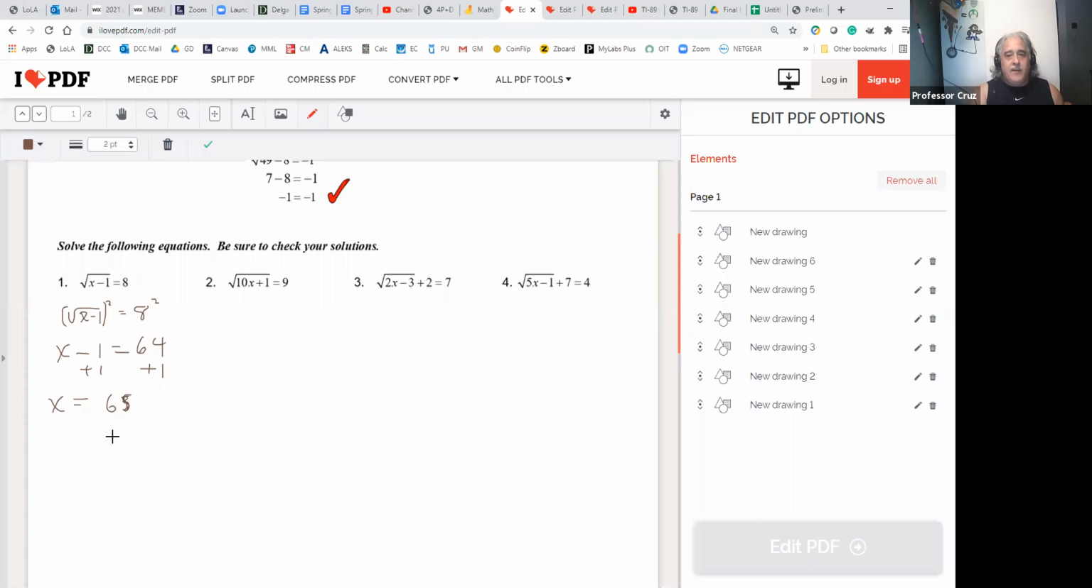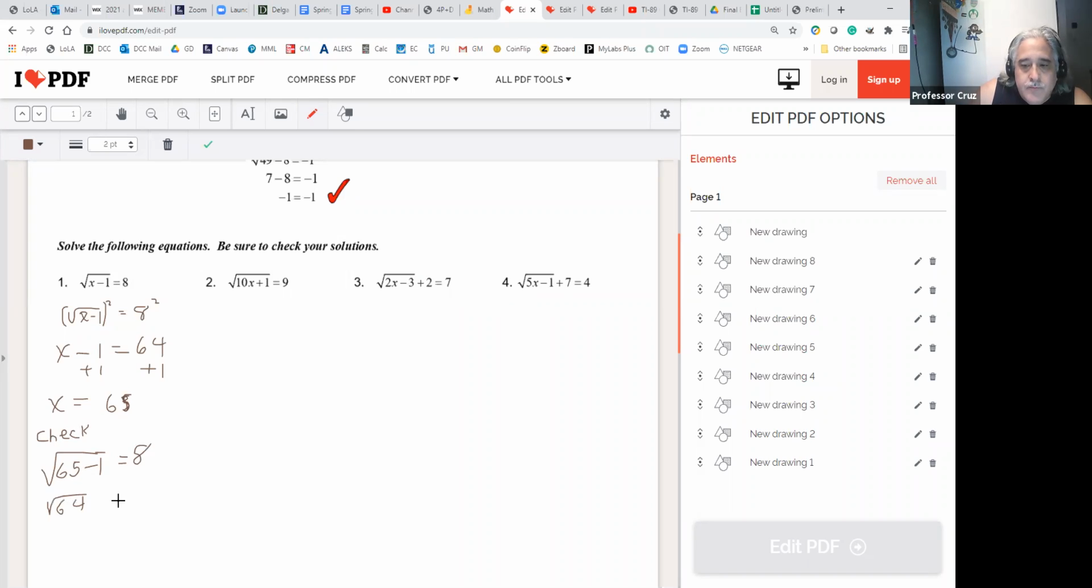Does that satisfy that equation? In other words, what happens when we check it? Is that a true statement? Square root of 64 is 8. So yes.